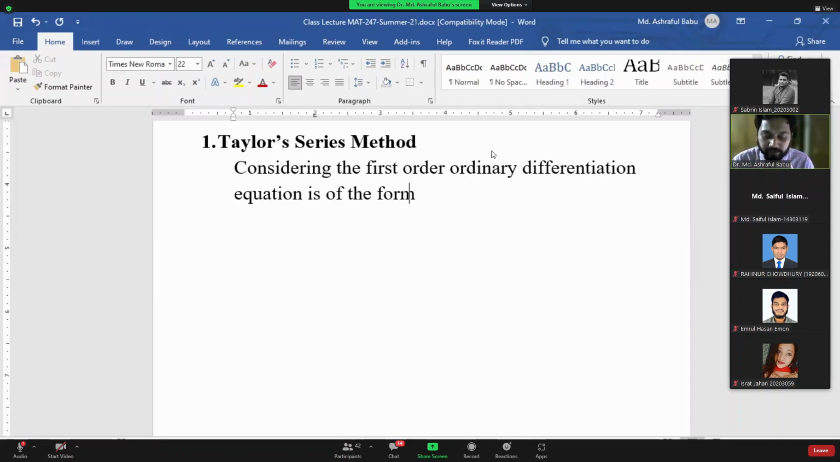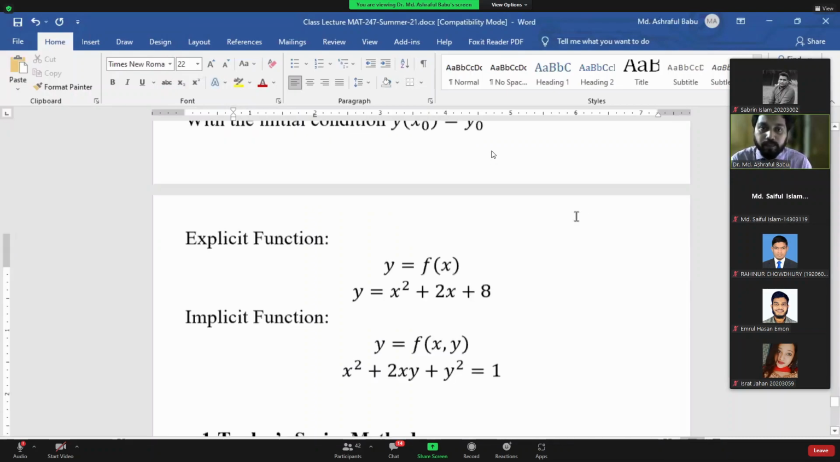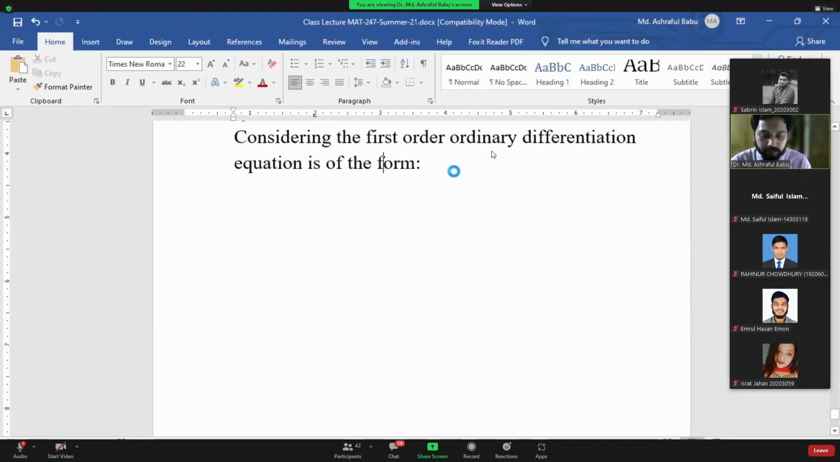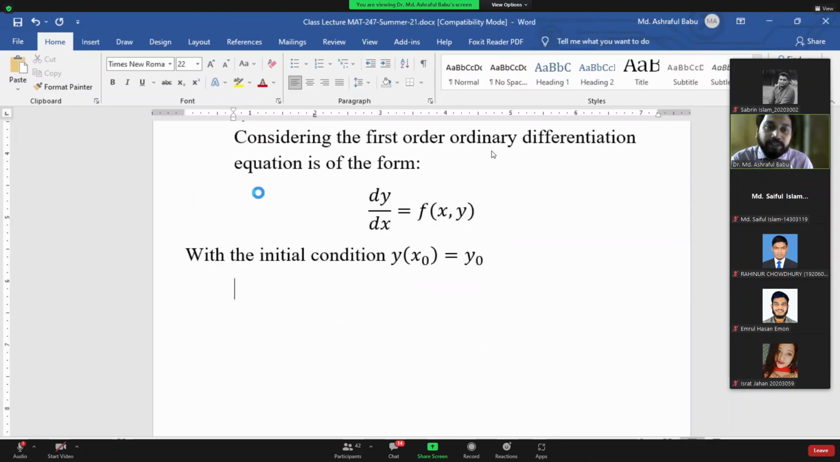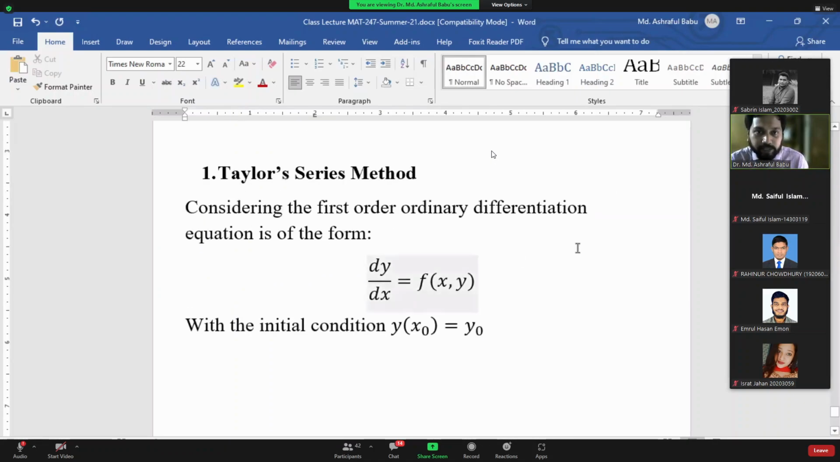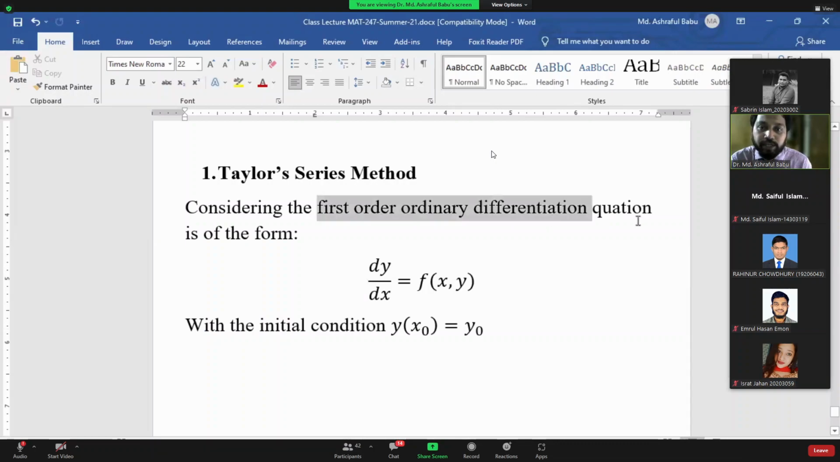Same thing I'm just writing. This condition is applicable for all three methods, not only for the Taylor series method but also for Euler's method and the Runge-Kutta method. For all these three methods, we can only solve first order ordinary differential equations. So we consider the first order ordinary differential equation where the initial condition is given.